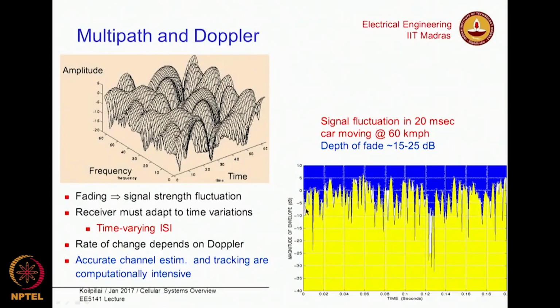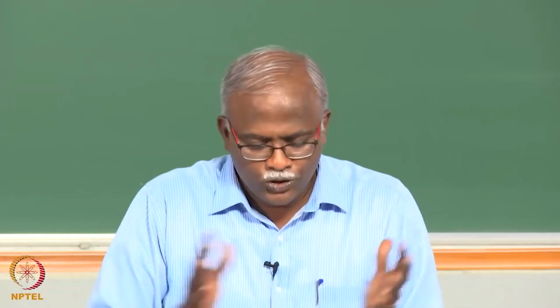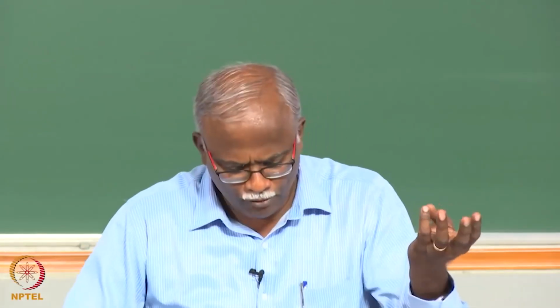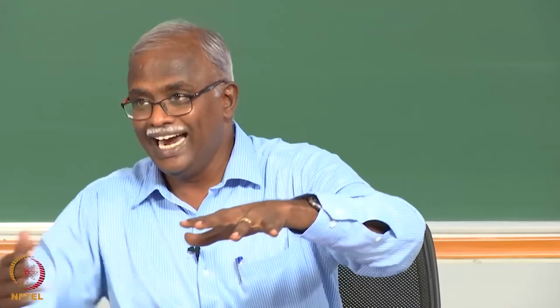So if you are a user going across at 60 kilometers per hour, your receiver is seeing very, very rapid fluctuations, up, down. It could be having ISI. So you have to have a receiver, first of all, that must adapt to signal fluctuation. It must adapt to ISI that is constantly changing, and this very fast changing of the channel. So basically the wireless channel is a channel that is very hostile.